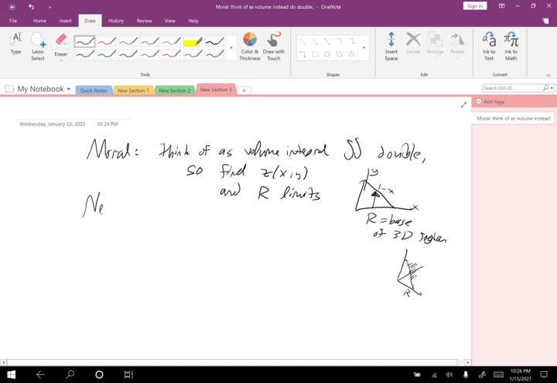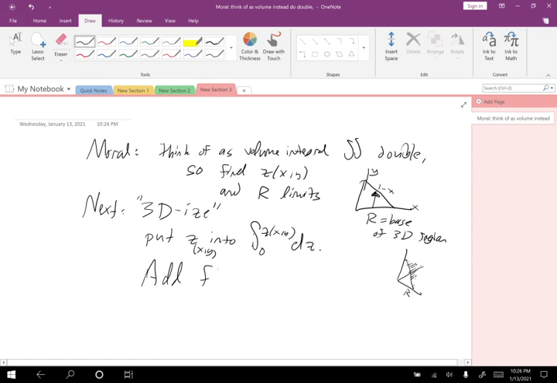So then next, to 3Dize it, is just put z into an integral, and then finally add f. And you're just going to stick that where 1 used to be. Okay? I think if you follow this step, you can just think of it.